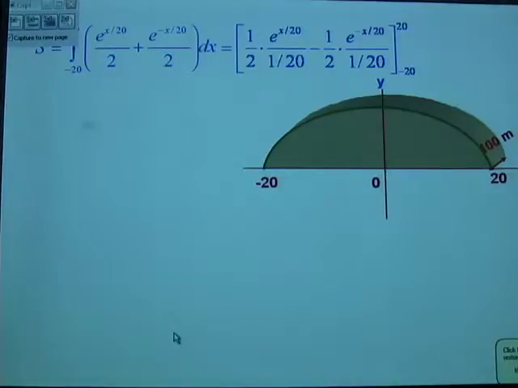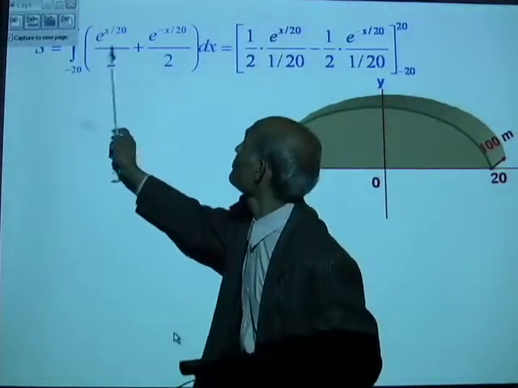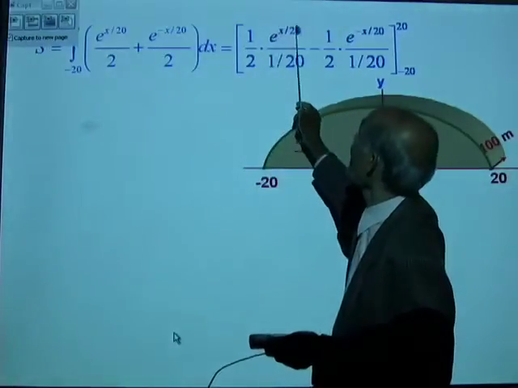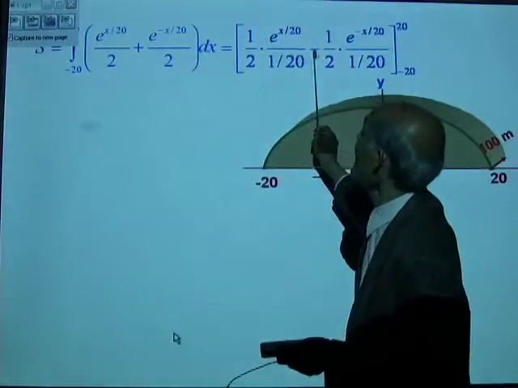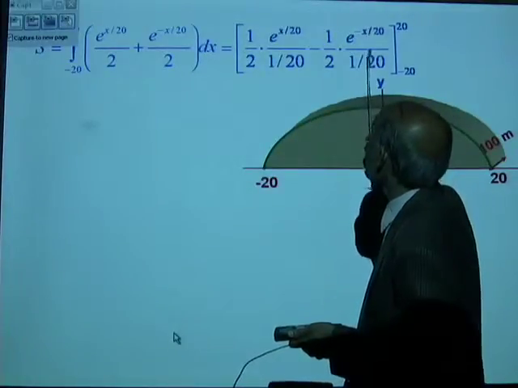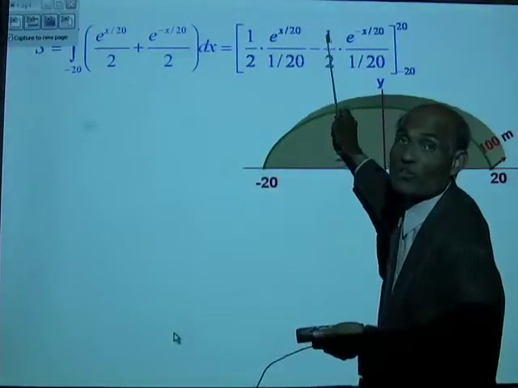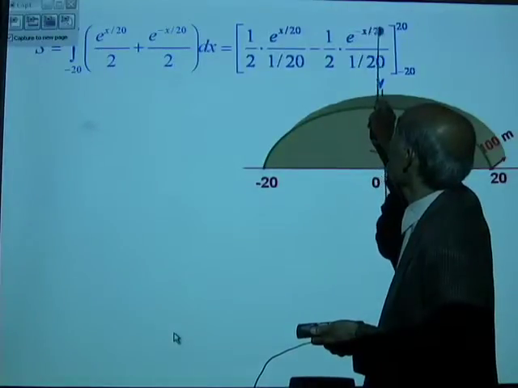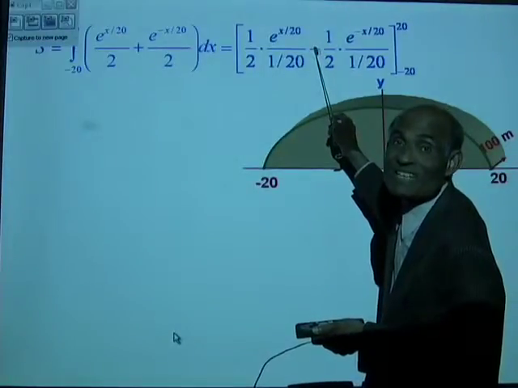All right. So what we have here, let's integrate each of these terms. That will be 1/2 times e to the power of x over 20 divided by 1 over 20, that is integrating that, minus. Why does the minus sign come? Because when you integrate, there will be a negative 1 over 20. If you want to leave that as positive, it'll be plus 1/2 e to the negative x over 20 divided by negative 1 over 20. It is that negative that makes that sign negative there.